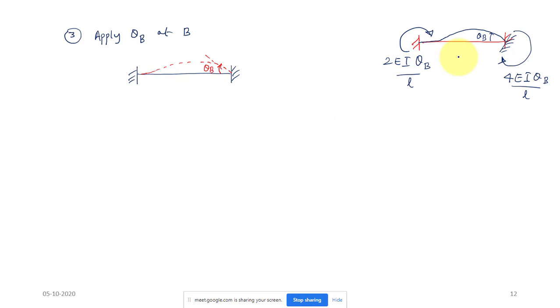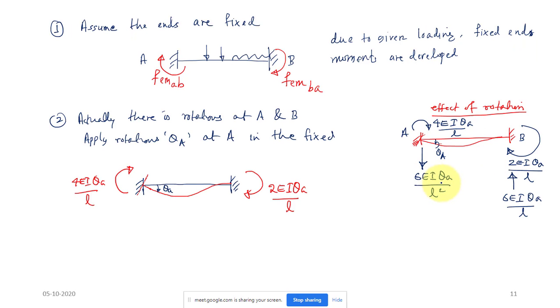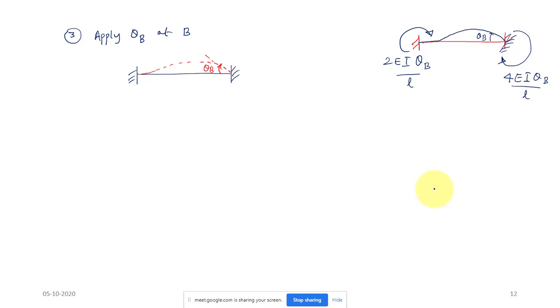You can get the corresponding reaction if you want, but finally I don't want the reaction value. Even though I wrote here that this is a reaction, right now I don't want this value, because finally we are going to derive the slope deflection equation, which is in terms of moment only. So the corresponding moments will be here. At support A I will be getting 2EI theta B by L, and what is the moment we are going to get at support B? Moment will be 4EI.